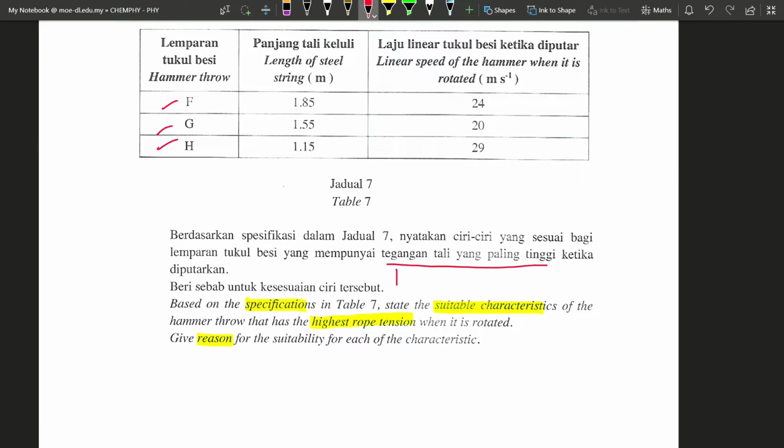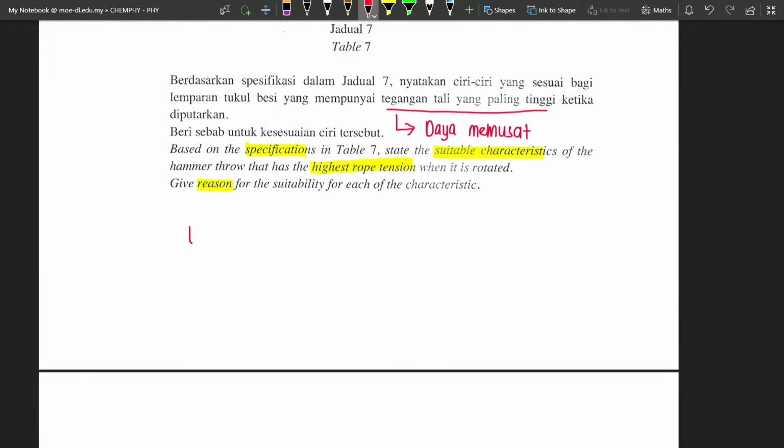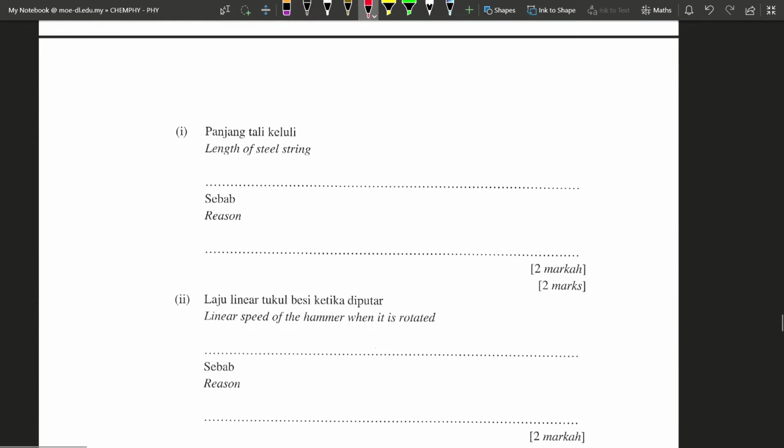So tegangan tali ni, soalan dah bagi tahu awal tadi adalah kita punya daya memusat, you punya centripetal force. So based on F equal to mv square over r, untuk you guys dapatkan F yang maksimum, yang tinggi, you guys boleh manipulate mana-mana faktor ataupun variable yang ada. You guys boleh tingkatkan mass, tingkatkan velocity atau rendahkan you punya radius, you punya panjang tali. So first aspect dia minta in terms of length of the steel string. So panjang tali you guys boleh pendekkan. So you guys akan cakap shorter. Dalam BM lebih pendek.